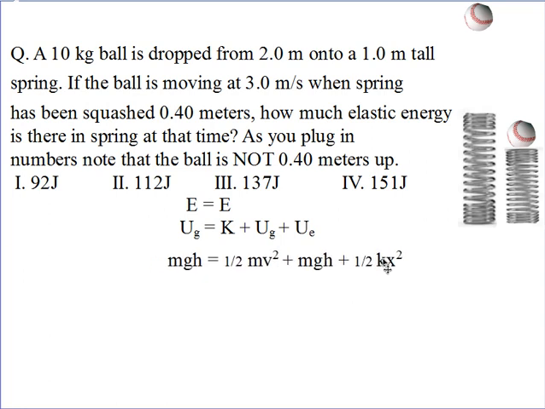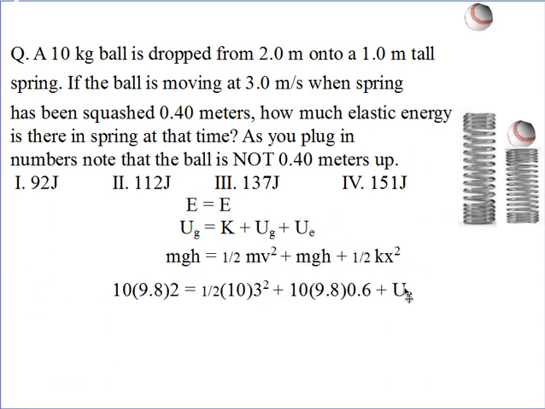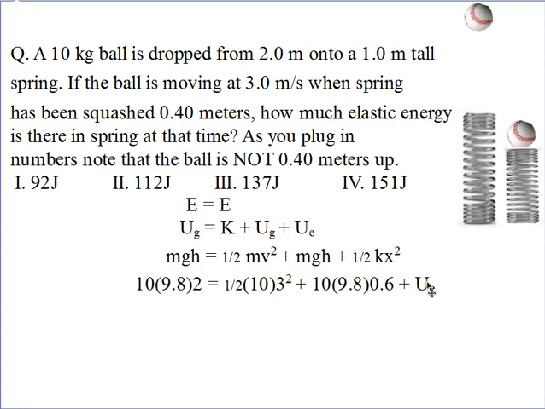Then you put in the formulas for those, and then you plugged in values using the height was 2, and the kinetic energy, mass and velocity squared, and the gravitational energy at the end. Notice I use 0.6 instead of the 0.4. It was important to know that this spring was 1 meter tall, so when it's squished by 0.4, you are still 0.6 up in the air.